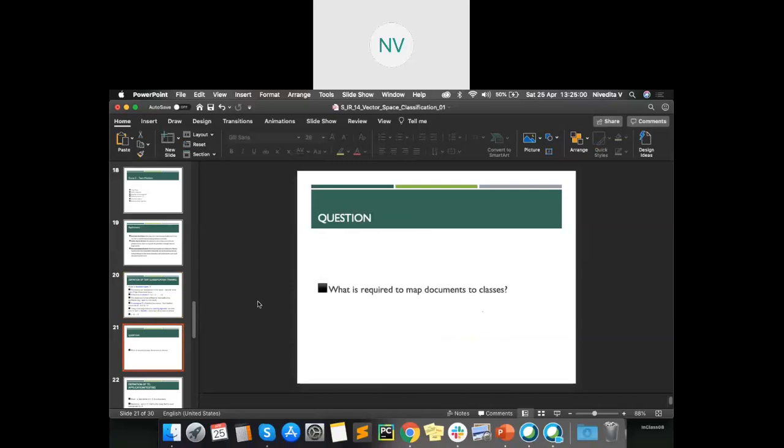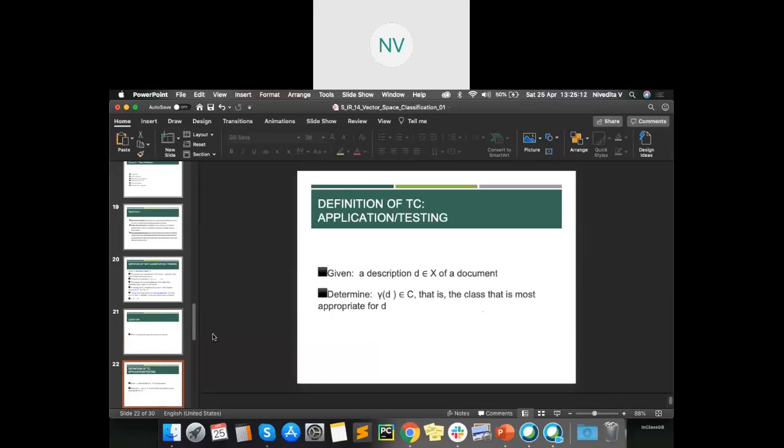Hello everyone, this is Rohit. Based on the previous slides, I have a question. What are the requirements to map documents to classes? And the answer is a document space and a fixed set of classes.